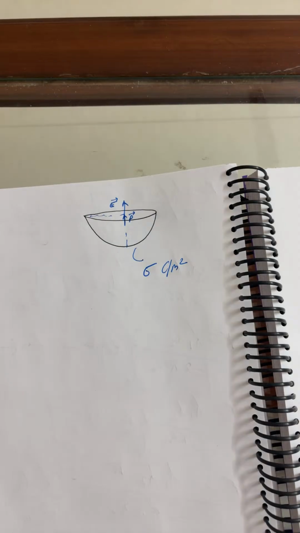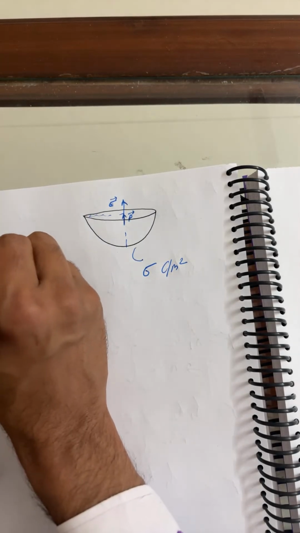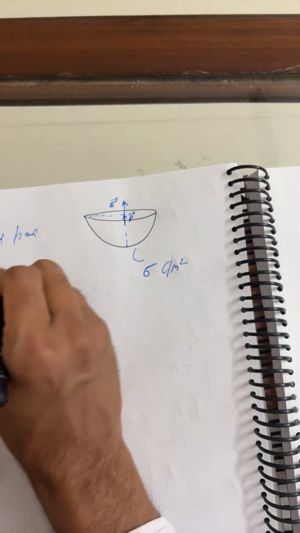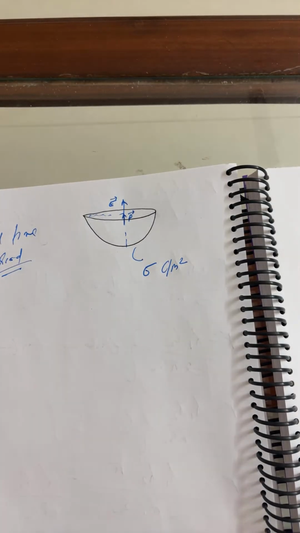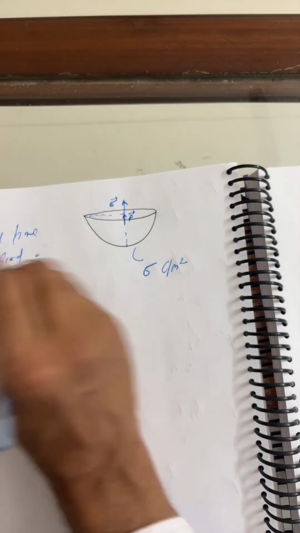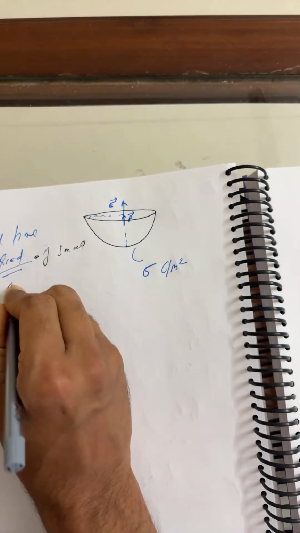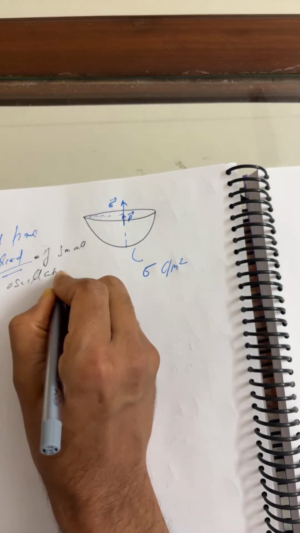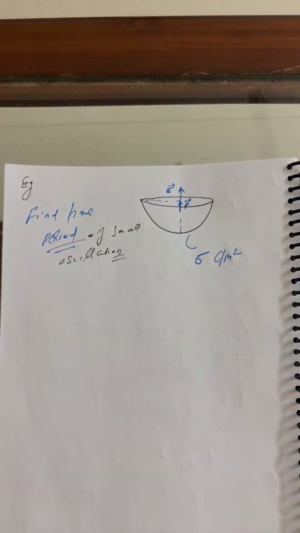Okay, find the period of oscillations. Find the time period of oscillation. Time period of small oscillation, not very huge here. What do we wish to find? Find the time period of small oscillation there.